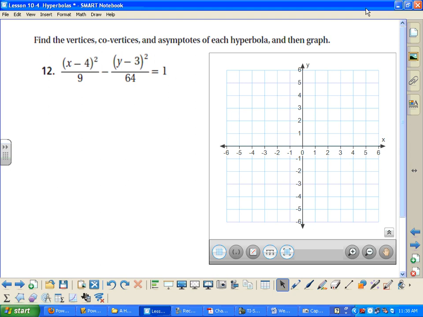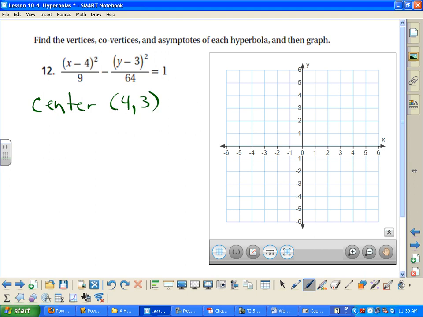All right, so number 12 here, they want us to find the vertices, covertices, and asymptotes for the hyperbola, and then graph it. So the first thing we need to do is figure out where the center is and which way it opens. So, Mr. Frederick, where's the center? Okay, so the center is at 4, 3.